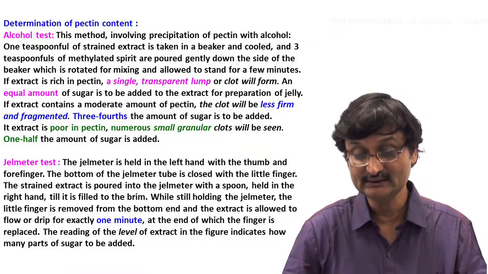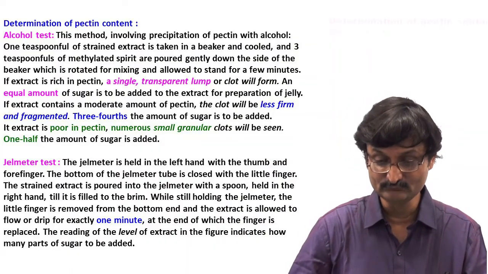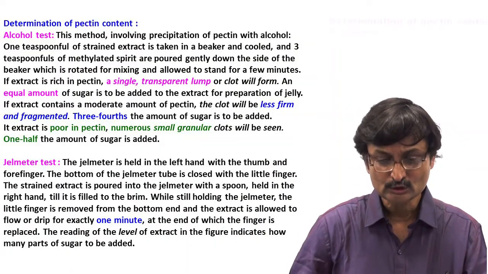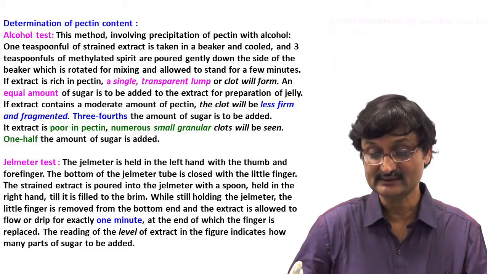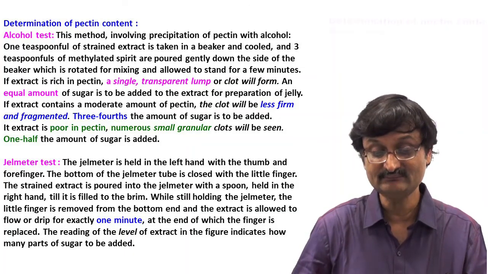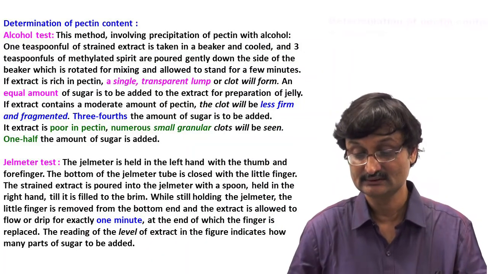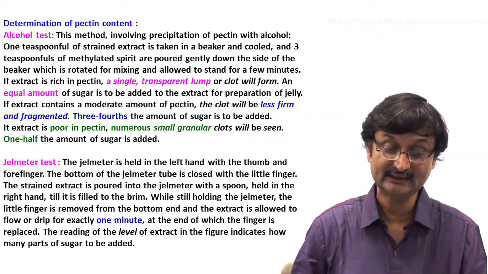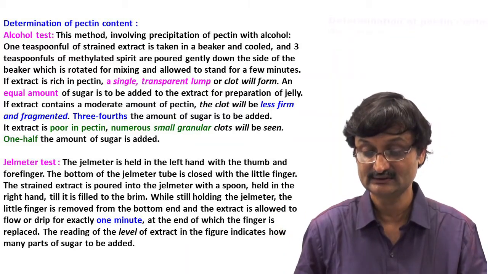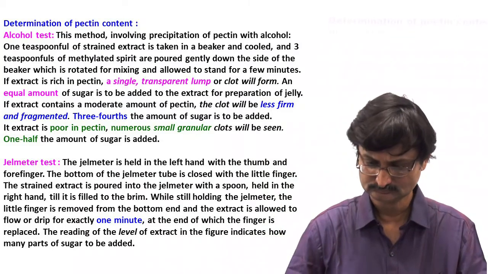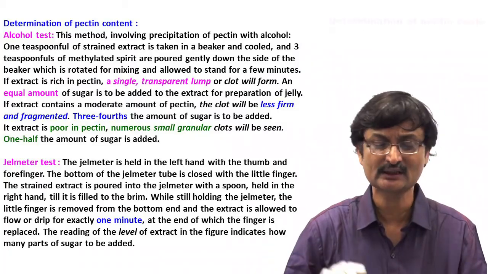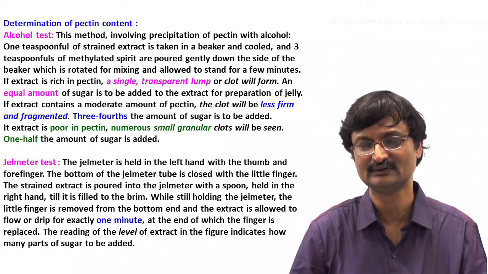While still holding the gel meter, the little finger is removed from the bottom and the extract is allowed to flow or drip for exactly 1 minute, at the end of which the finger is replaced, and the reading level of the extract in the tube indicates how many parts of sugar are to be added. Very simple.